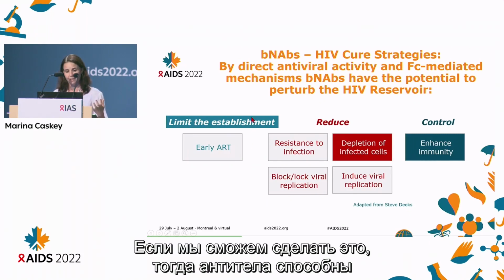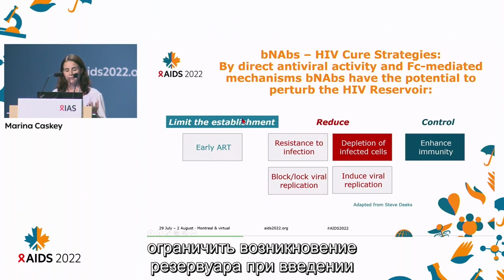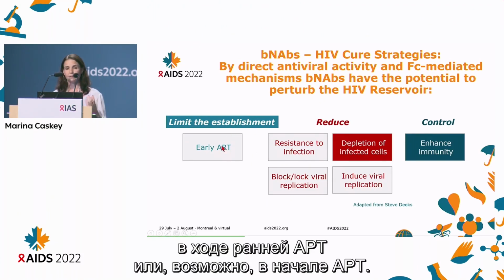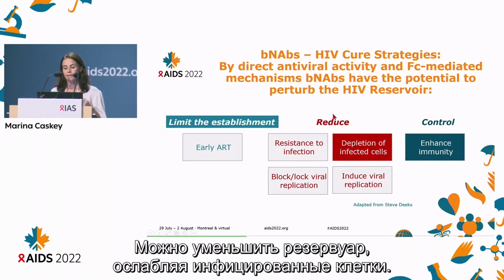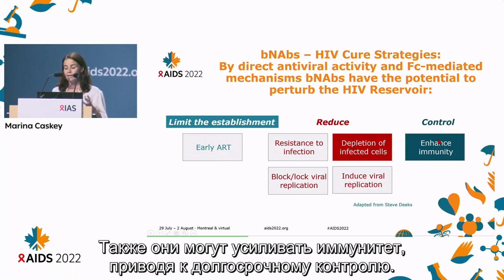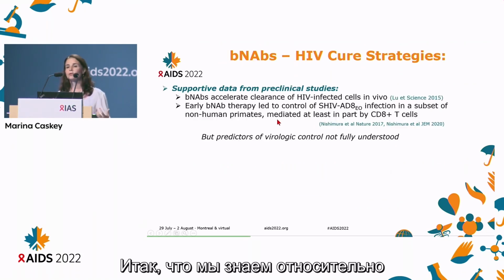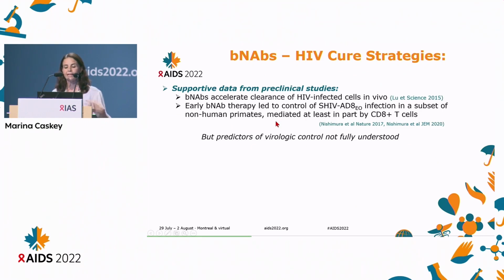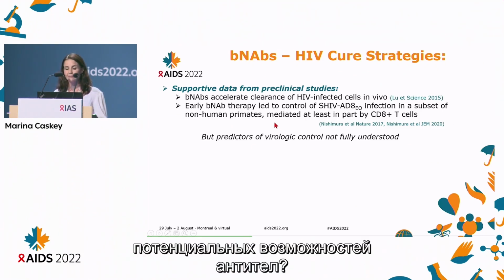If we are able to do that, then antibodies have this ability to limit the establishment of the reservoir if they are administered with early ART or perhaps at ART initiation. They may then reduce the reservoir by depleting infected cells, or they can also enhance immunity, leading to long-term control. So what do we know so far in terms of these potential activities of antibodies?